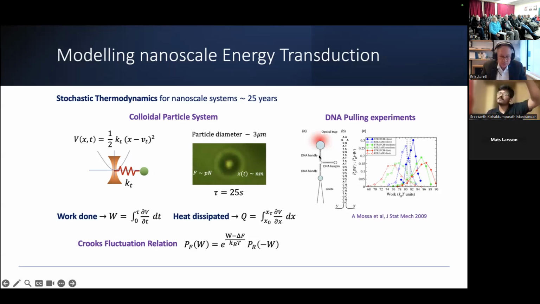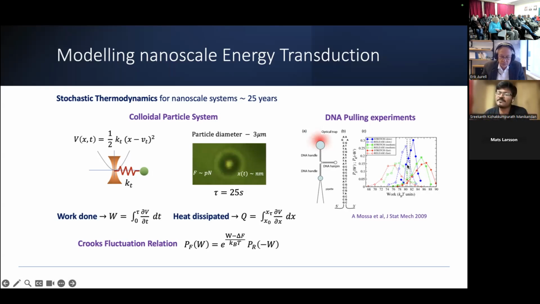And if you do this experiment many, many times, you'll get similar work distributions for opening up the DNA hairpin and closing the DNA hairpin. And of course, these distributions will overlap. As you see here, this blue one is the work distribution corresponding to the filled circles, which corresponds to the stretching experiment where you're opening up the DNA hairpin, and the unfilled circles correspond to the one where you're closing it.